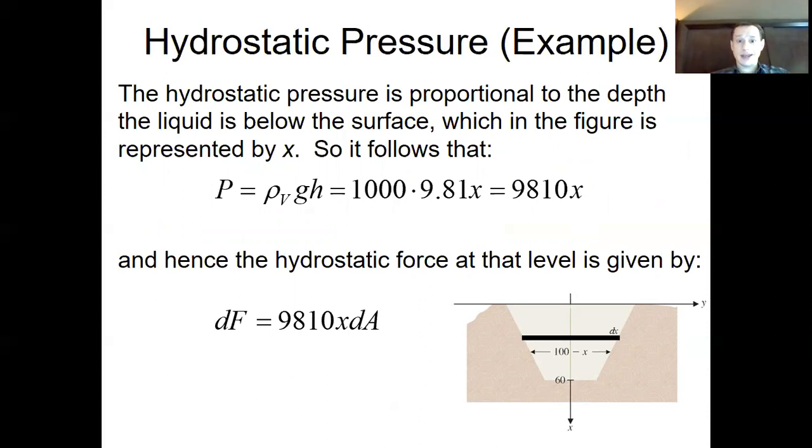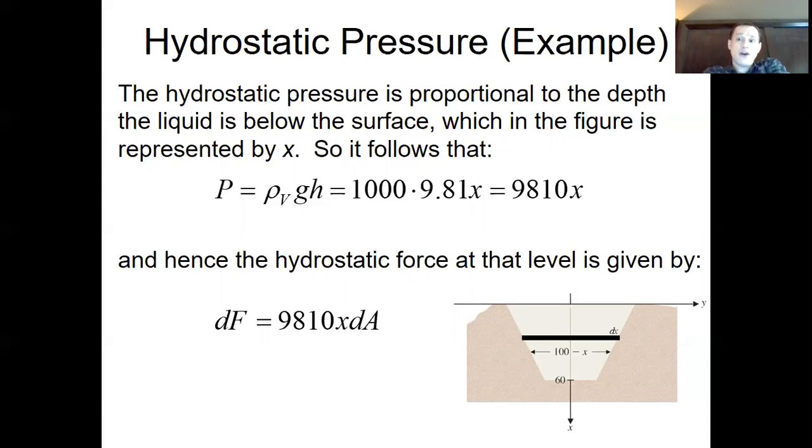Well, what is the pressure? It is by definition the volume density times the acceleration due to gravity, g, times h, which is the height below the surface. So in this case, you can see why they set their coordinate system so that x is going down right here. X just represents how far below the surface you are. That's convenient to use. The density, again, we're going to assume this is water. The density of water in the metric system is 1,000 kilograms per cubic meter. So density is 1,000. G is 9.81 or 9.8.